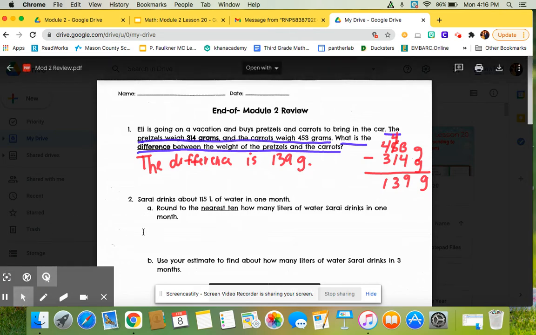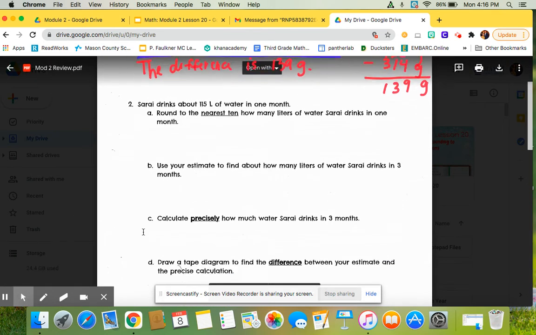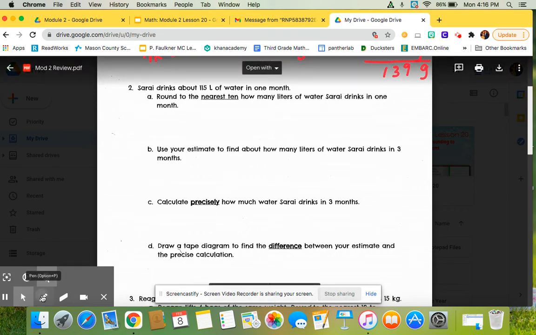Number 2 has a couple of different parts to it. Actually has several parts to it. So let's go ahead and peek at that. It says Sarah drinks about 115 liters of water in 1 month. Wants us to round to the nearest 10. Make sure you read that. How many liters of water does Sierra drink in 1 month?